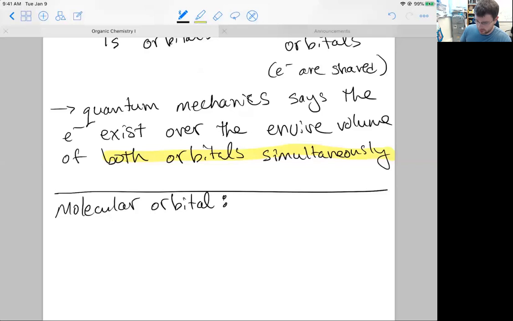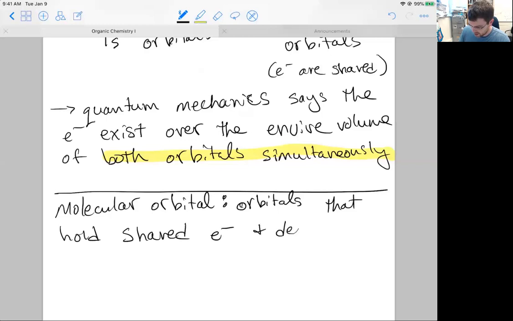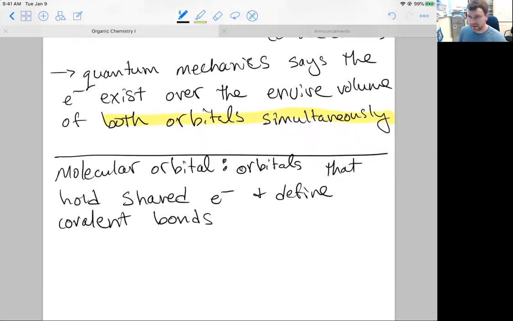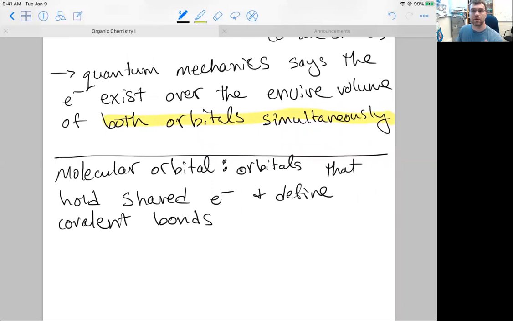Anyway, so molecular orbitals. These are orbitals that hold shared electrons and define covalent bonds. This is a bit of a lazy definition, but it's an important piece of what a molecular orbital is captured by this definition. That is to say, when you have a covalent bond and the electrons are shared between two atoms, the electrons no longer exist in atomic orbitals, they now exist in molecular orbitals. So as soon as you form molecules, you have molecular orbitals.